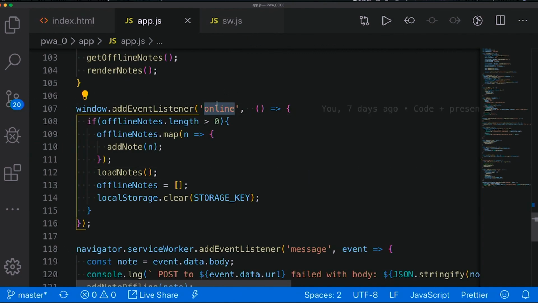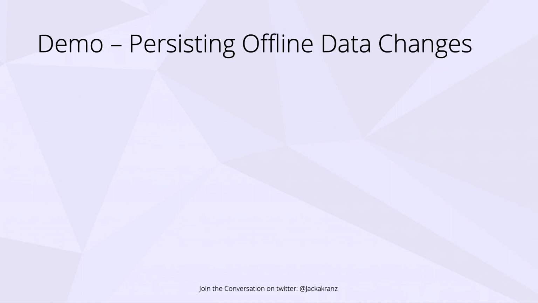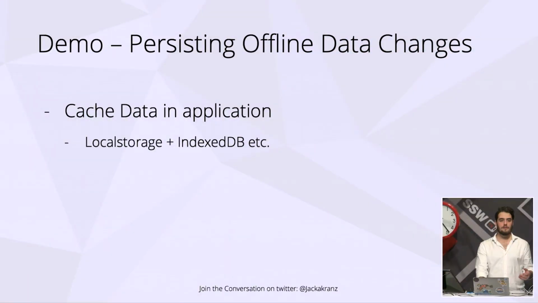Obviously, we're hooking into the online event. There are other ways to do it. You can have a timer or something that runs and checks if you're online and then uploads then. I've seen people do it every time the user navigates to a different page, we try to do a sync. So essentially, with local storage or IndexedDB, you get the option to choose how that plays out.